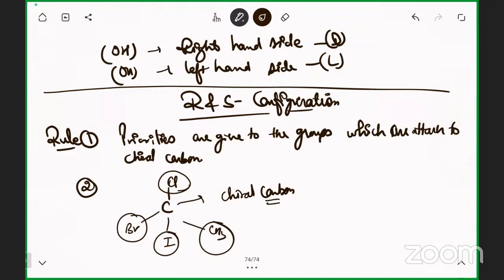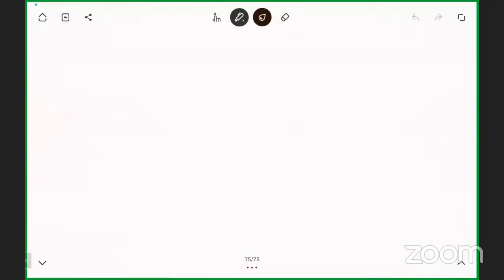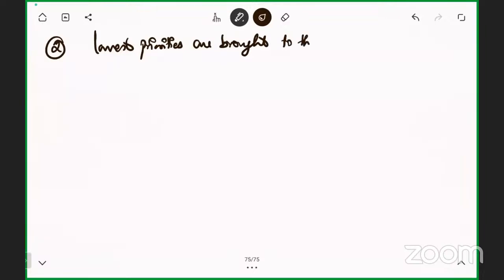So priorities are given to the groups attached to the chiral carbon. This is the first rule. The second rule: the lowest priority is given to the group that is brought to the bottom of the Fisher projection by one or even simultaneous exchange. The one having the lowest priority is brought to the bottom by simple exchange.